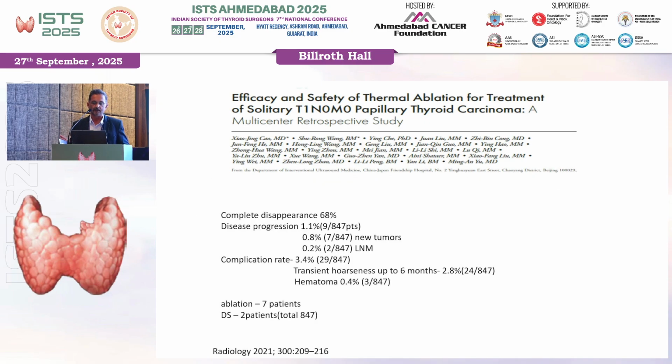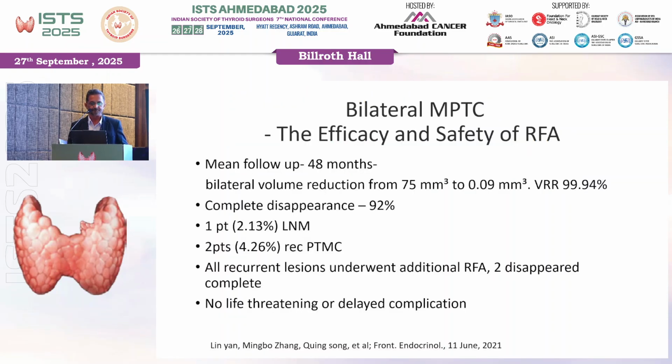So certain large multi-center retrospective studies started putting out their data, and here are good results from a multi-center retrospective Korean study, which reported nearly 70% complete disappearance of the thyroid nodule with ablation. Disease progression was very low, with 7 of 847, that is 850 patients, having new tumors, and all were re-ablated. Delayed surgery was done in only 2 patients during follow-up.